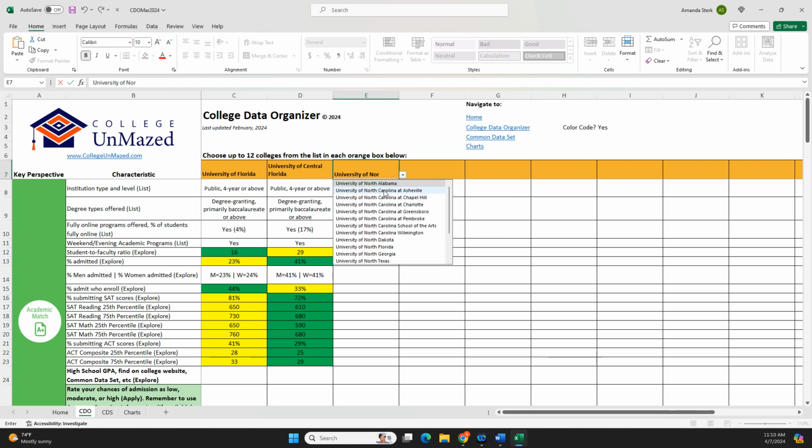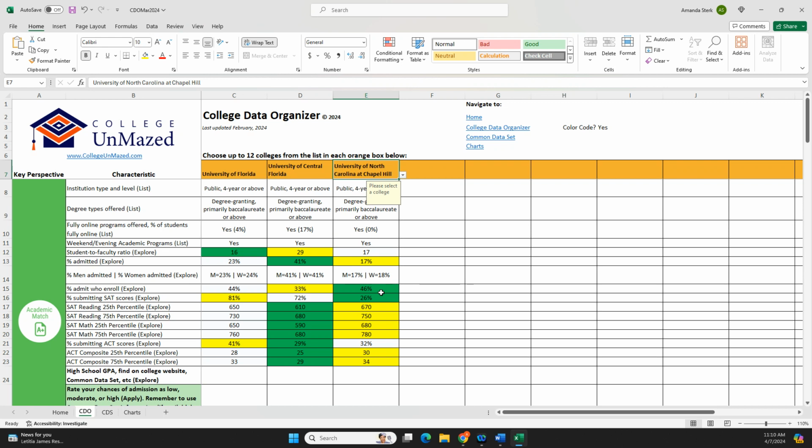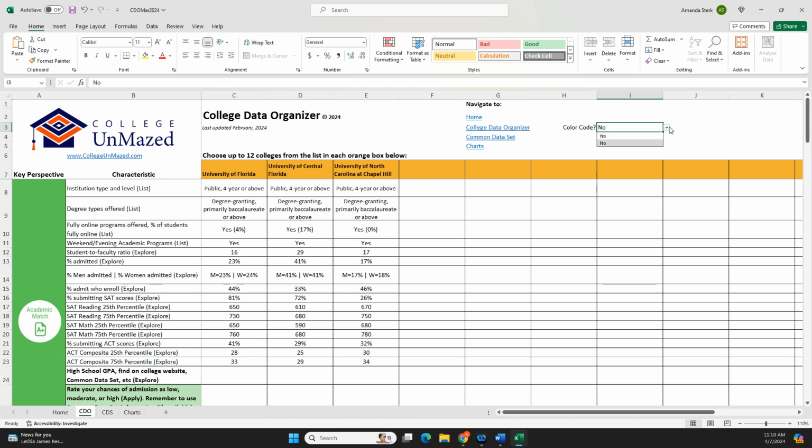Now you'll see here the UNC program has multiple different campuses. So that would be a good thing when they're like, oh, I'm interested in UNC. Which one? Which campus? And then you want to make sure, because I have had students, unfortunately, think they're applying to one and they applied to the wrong one. So let's do Chapel Hill, and you can see the color coding changes, and you can actually turn the color coding off and on. But once you see it and you start using it, you typically want to keep the color coding on.